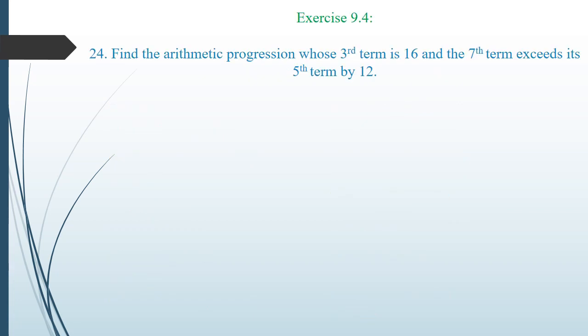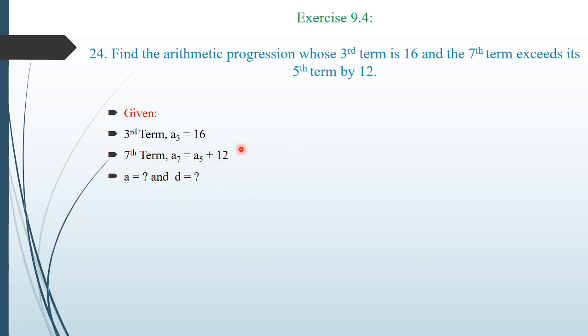Coming to the next question, question number 24, which says: find the arithmetic progression whose third term is 16 and seventh term exceeds its fifth term by 12. Let us note down this given data, which is given in terms of statements, in the form of equations. Third term, that is a3, is equal to 16, and seventh term, that is a7, exceeds the fifth term by 12. Exceeds means plus sign, I have already told.